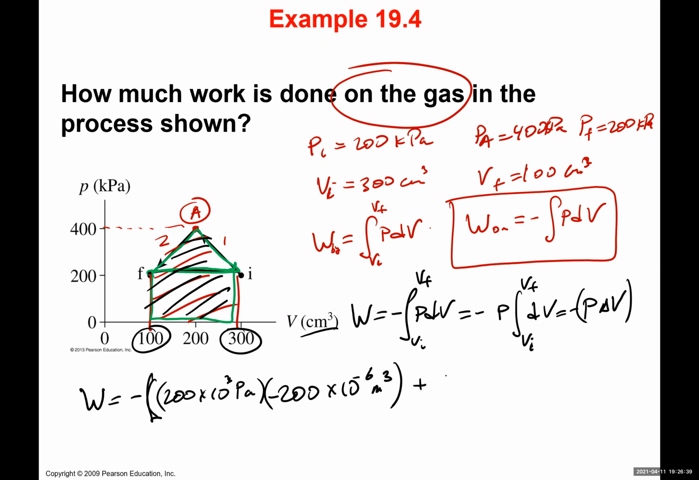Then plus the second area, which will be the triangle. So this will be basically 1/2 times change in pressure, which is 200 times 10 to the -6 Pascal. Oh, sorry. So this is 10 to the 3 Pascal. Then times 200 again, right? So 200 times 10 to the -6 cubic meters. Okay. So we basically have that.